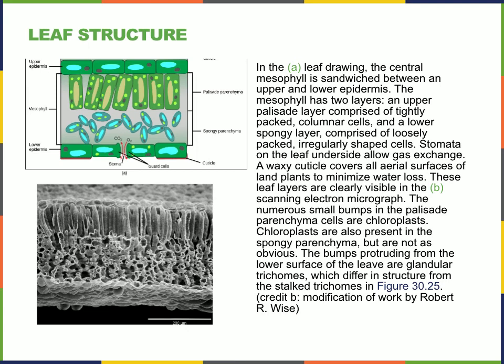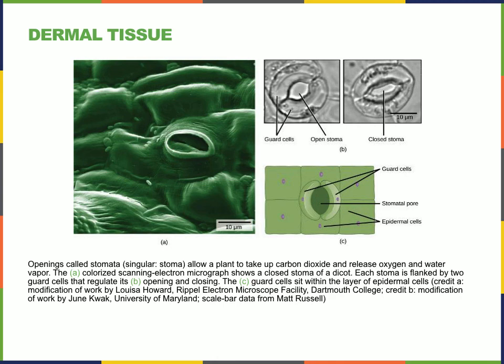There are also passageways through the epidermis called stomata, and these are surrounded by guard cells to allow them to be opened and closed, and that allows carbon dioxide to enter. The plant cells need carbon dioxide, and then as a waste product, they produce oxygen, and so you can see oxygen leaving. I have a nice little picture of these guard cells.